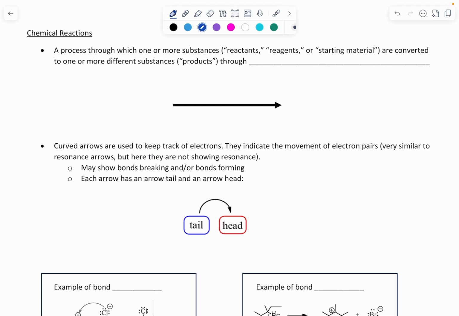So a chemical reaction, just in its most basic definition, is a process through which one or more substances, I'm going to skip the parentheses for now, are converted to one or more different substances through bond breaking and/or forming.